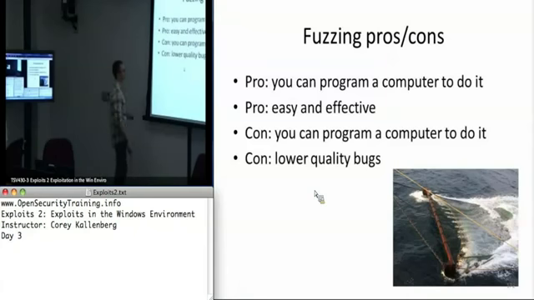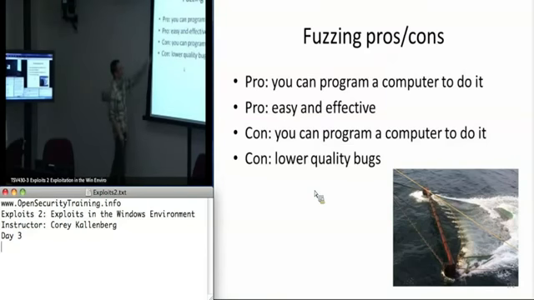Fuzzing definitely isn't the end-all, be-all. It's just one strategy that you can apply for trying to find vulnerabilities. Like I mentioned before, the pro is you can program a computer to do it. You can make it a parallel process. You can increase the rate at which you're finding bugs by using more and more computing power. And computing power is a lot cheaper than people power, right? The other pro is it still works. It's good.